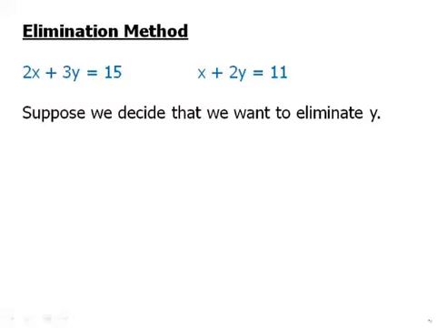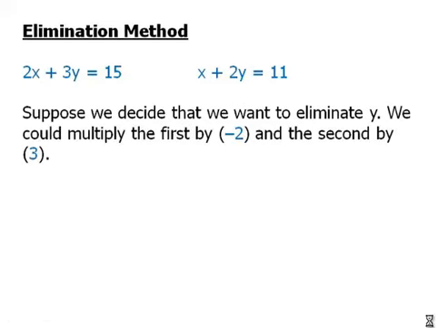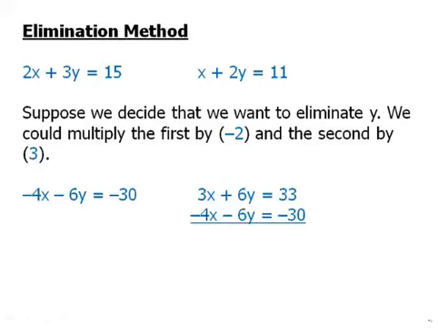We could start with those same equations, and instead of eliminating x, we could also make the choice to eliminate y, and that would be perfectly valid. If we want to eliminate y, then we could multiply the first equation by -2 and the second equation by +3. The goal is to get the y's to have equal and opposite coefficients. So if I multiply the first one by -2 and the second by +3, then I get a -6y in one equation and a +6y in the other equation. That means that when I add them, they will cancel.